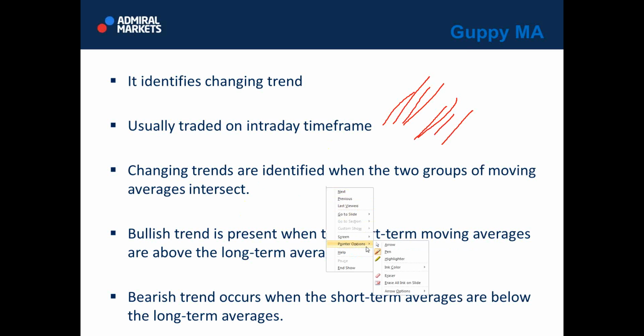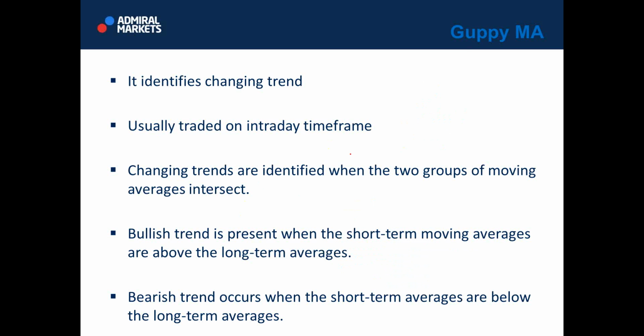So the same is true for bearish movement. If the trend is to the bearish side, all of the fast moving averages should be below the long-term averages. Okay, so all fast moving averages should be below slow moving averages.